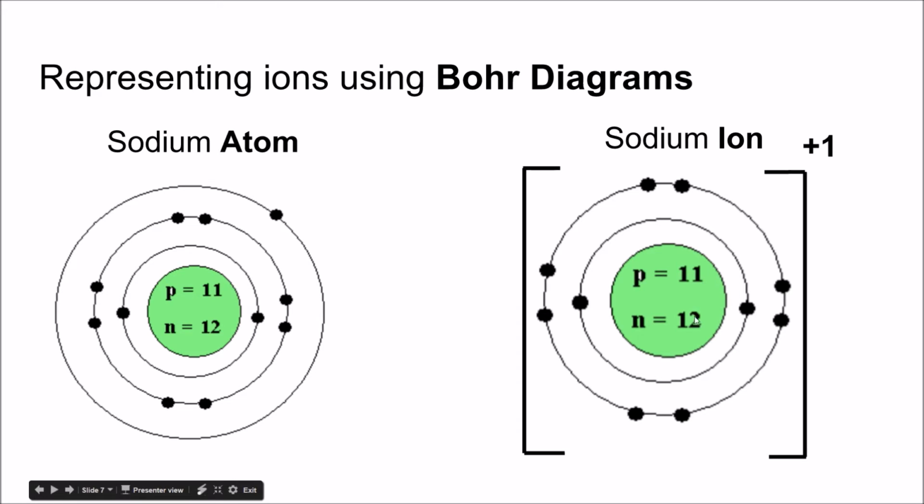Number of protons and neutrons stayed the same. And we've just drawn this without the other shell because we've gotten rid of this electron over here. So we've gotten rid of this electron, and we have now a charge of +1. So that's how we would draw it with a Bohr diagram. Next we're gonna talk about how to draw Lewis dot diagrams.